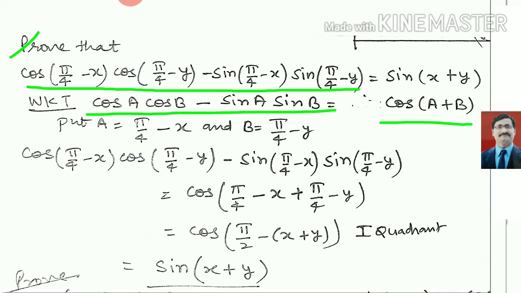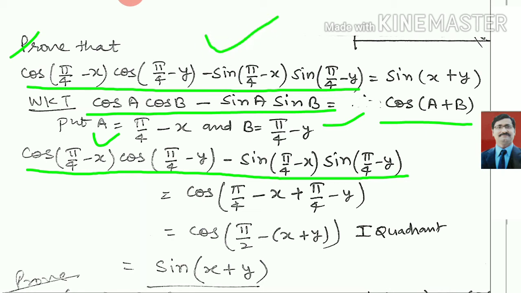Now in place of a we will put pi by 4 minus x, and in place of b we will put pi by 4 minus y. So what we get, look here: cos(pi by 4 minus x) cos(pi by 4 minus y) minus sin(pi by 4 minus x) sin(pi by 4 minus y). This left hand side we get. And in the formula the right hand side we have cos(a plus b), where a equals pi by 4 minus x and b equals pi by 4 minus y. We will get here cos((pi by 4 minus x) plus (pi by 4 minus y)).